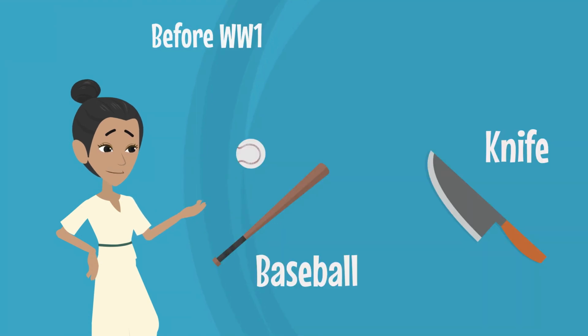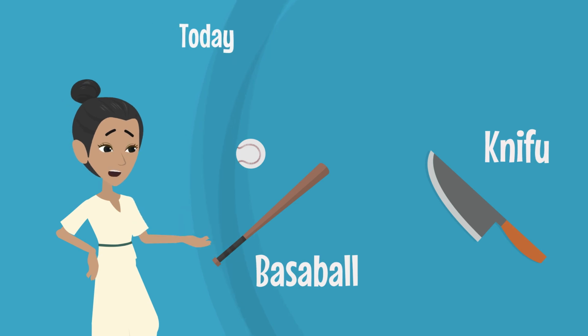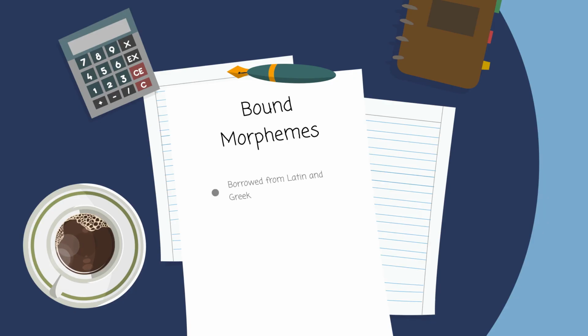Before World War I, the Japanese did not have words for knife or baseball. Today they say nifu and baseball. Baseball is now called yakyu. Many bound morphemes in English are borrowed from Latin and Greek and are synonyms for native words or morphemes: fish, pisci, Latin, ichthy, Greek.